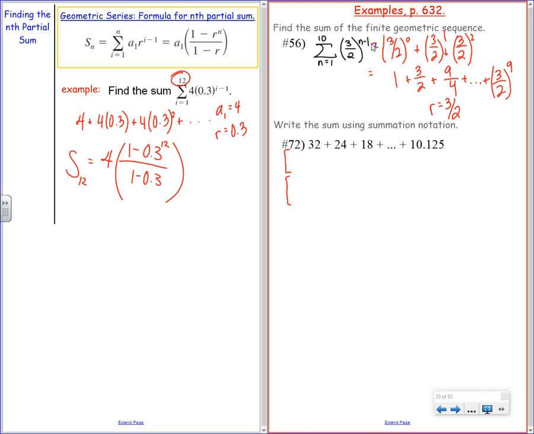plug into the S sub n, S sub 10? Why did I choose 10? Good, the top bound is 10. How do I plug into that formula? What goes first? Careful, not 3 over 2. And this one, your very first term is 1. Does that make sense?